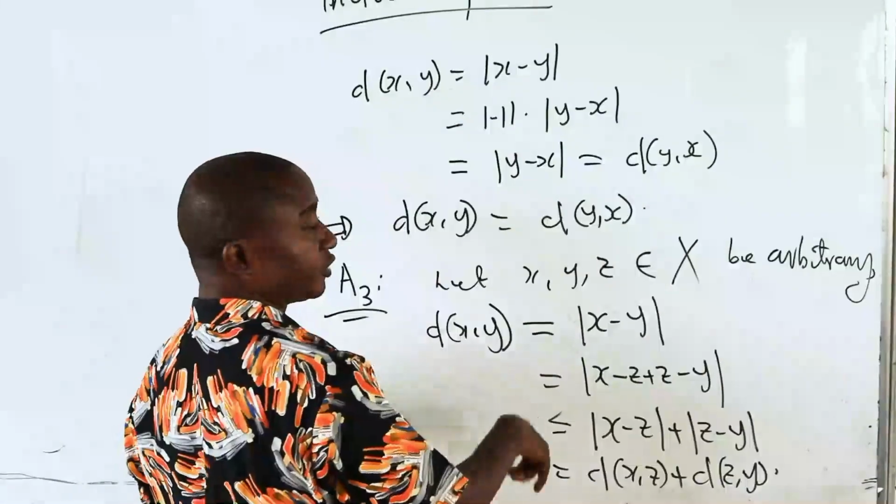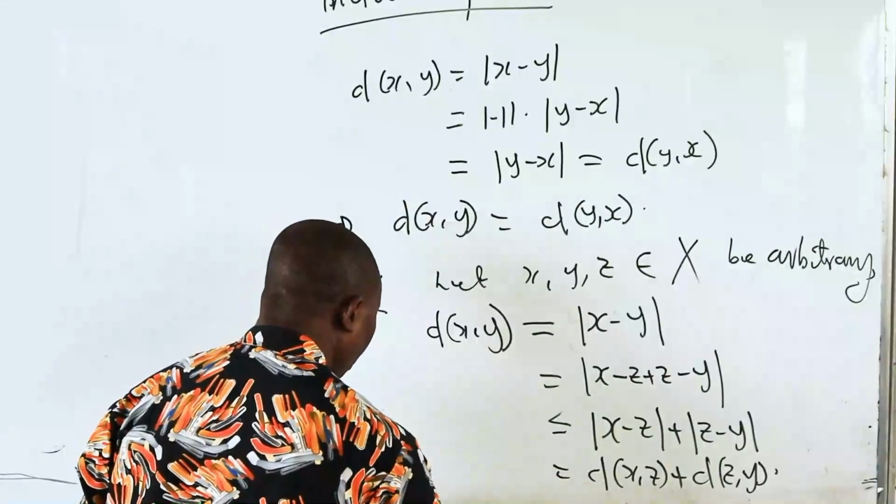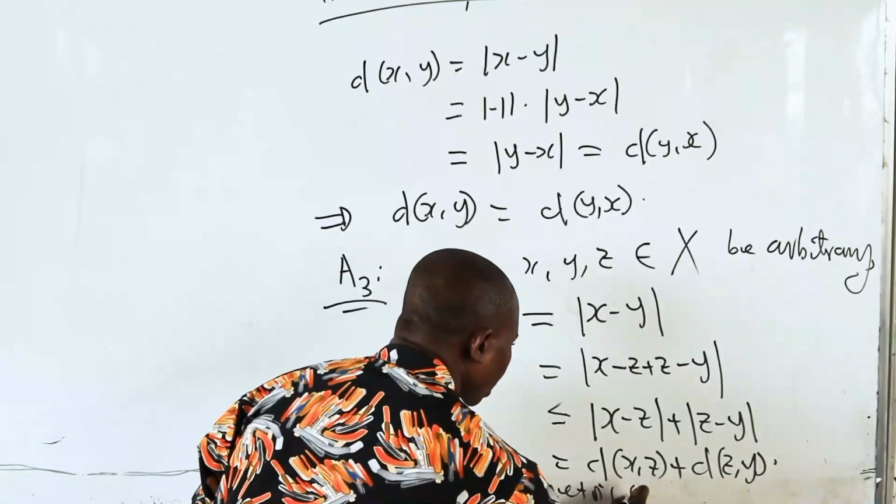Because d satisfies those three conditions, we can conclude d is a metric on X.